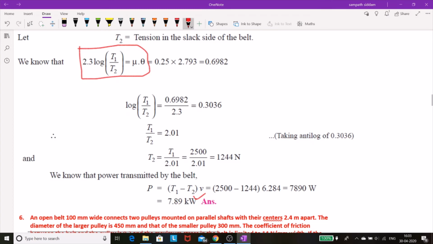You can either go with this relation, that is T1 by T2 is equal to e power mu theta, or you can go with the other one. Anything is fine. Okay, so this is about the problem number 5.